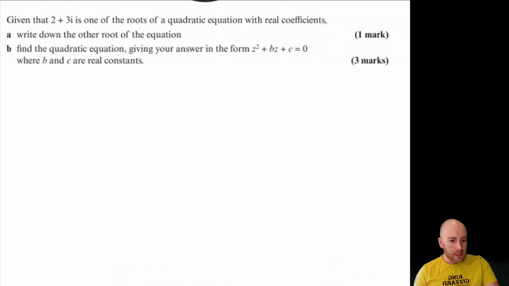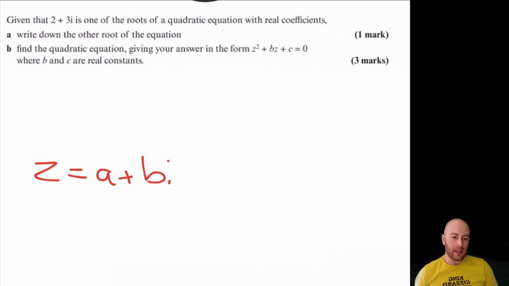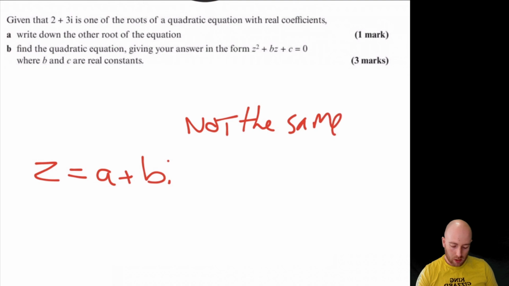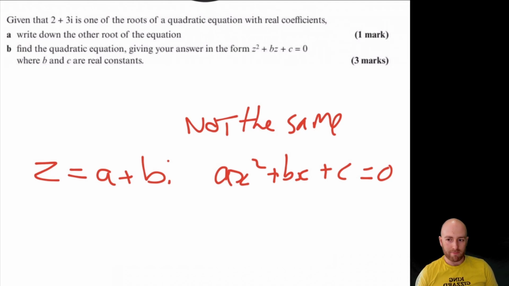Yes, z squared is a squared plus b squared, but it's not the a and b from the quadratic. To be nice and confusing, z is a plus bi. It's that a and b, and that is not the same as ax squared plus bx plus c. Those are not the same a's and b's. So yeah, it's confusing. What they mean is a squared plus b squared from your complex number, not from your quadratic equation. Hopefully that clears that up.